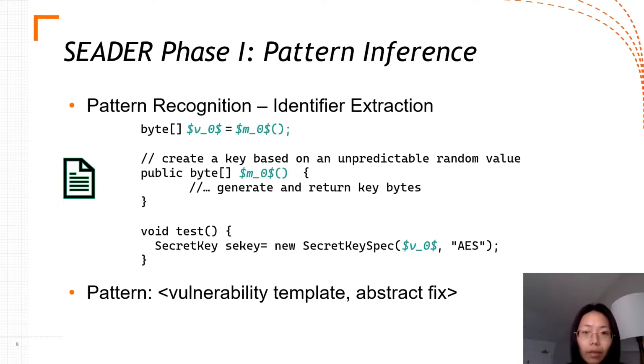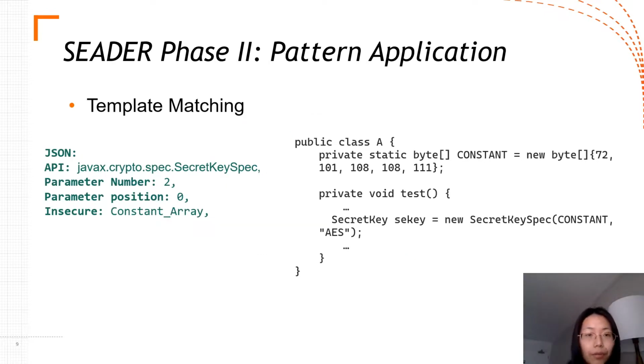At the end of this phase, depending on how many code pairs are provided to Cedar, the tool can generate a variety of patterns for later usage. In phase 2, developers can rely on Cedar to detect and fix vulnerabilities in Java code based on its pattern set. Specifically, given a program, Cedar first tries to search for pattern matches in the codebase by looking for any usages of critical security APIs.